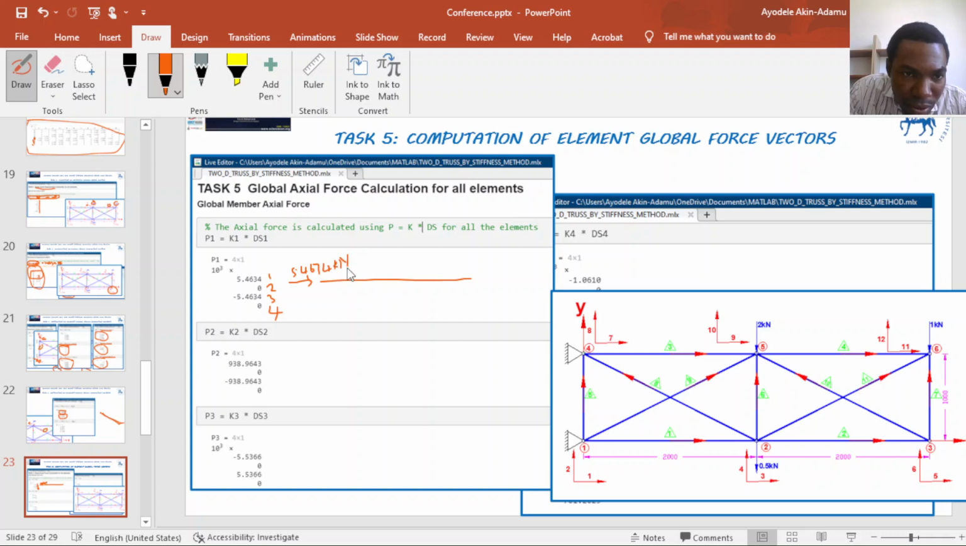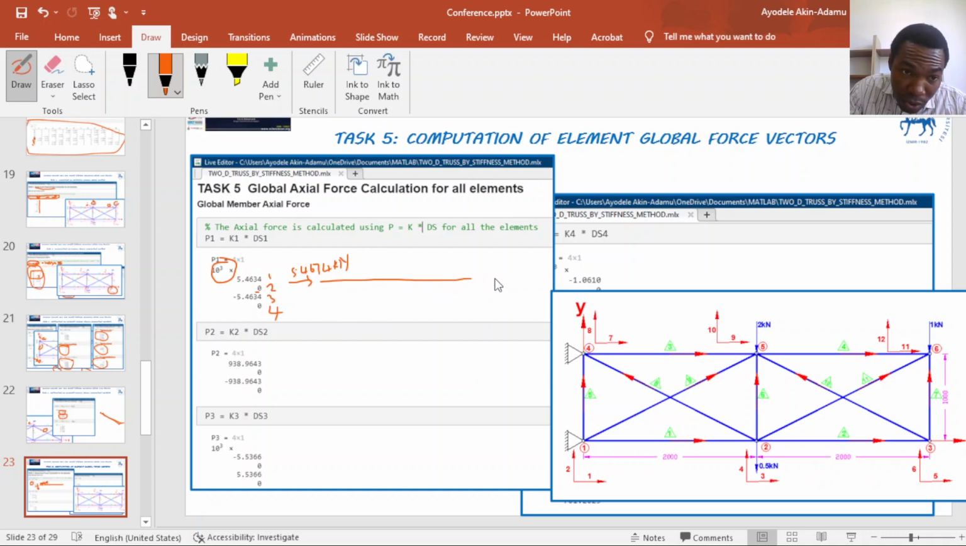I say kilonewton because we have 10 raised to power 3. It's actually 5,463 Newton. So we have a horizontal force of 5.4674 kilonewton. In the vertical direction, it is 0. There is not any force, which is correct. So this is for node 1.